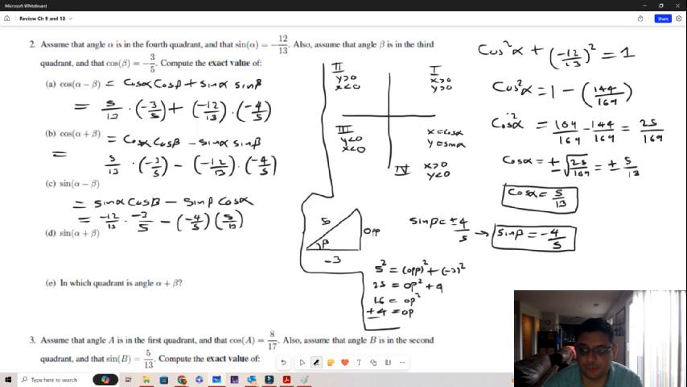Sine of alpha plus beta. Then this is going to be sine of alpha, cosine of beta, plus sine of beta, cosine of alpha. So this is just the same thing here, but instead it's going to have these values. And it's going to have a plus here.